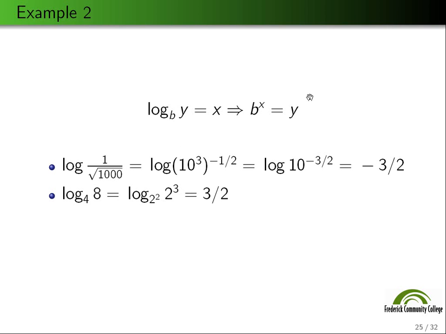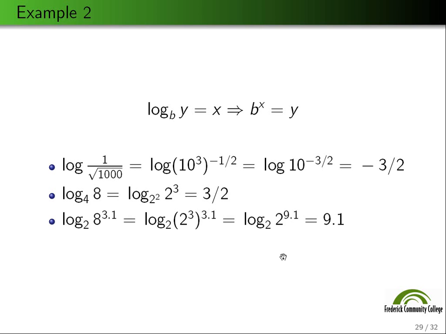Write it using this form here. Log base 2 of 8 raised to the 3.1. Again, these are not immediately obvious, but there's a connection between 2 and 8. 8 can be rewritten as 2 cubed. Now 2 cubed raised to the 3.1 is 2 to the 9.3. Now we're in business. So now we're trying to find some number. 2 raised to some power equals 2 to the 9.3. Surely that's 9.3.